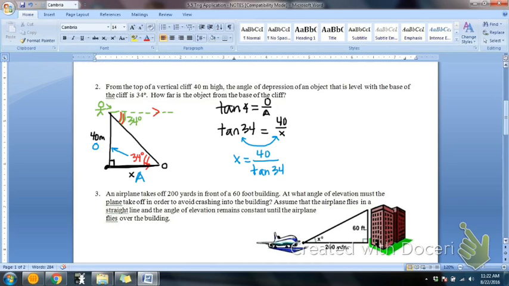So 59.3 meters. So again, the sentence says how far is the object from the base of the cliff. So I'm going to say the object is 59.3. Is that what you said? Meters away from the cliff.